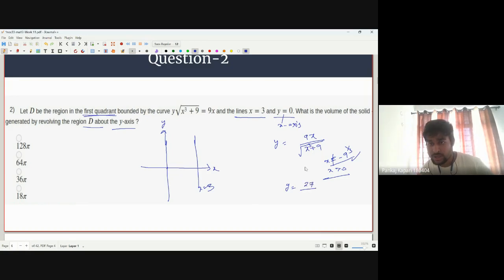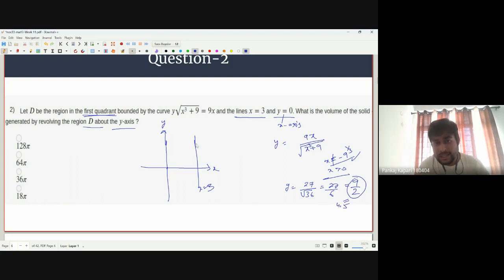Okay, so 3 cube is 27. This is square root 36. So it's 27 divided by 6, which is equal to 9 by 2. Okay, so which is equal to 4.5.